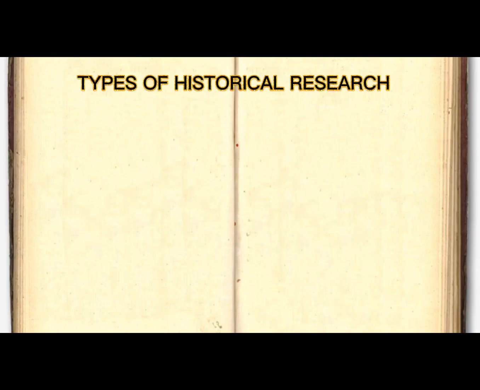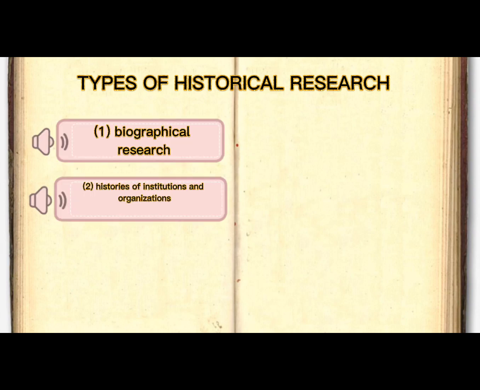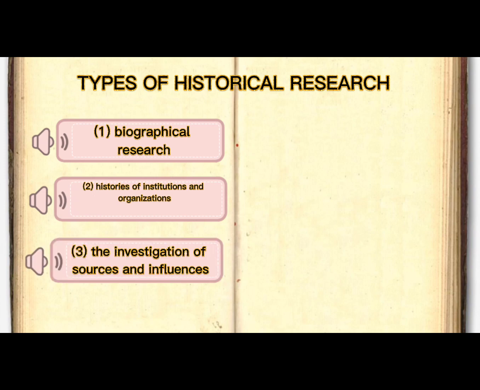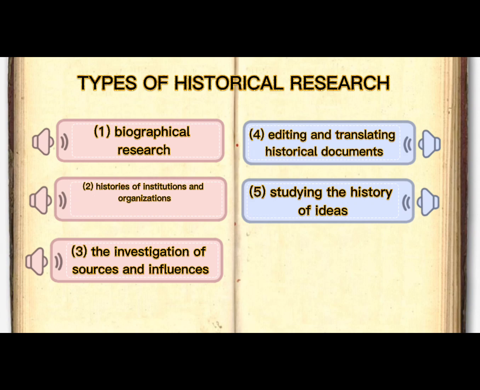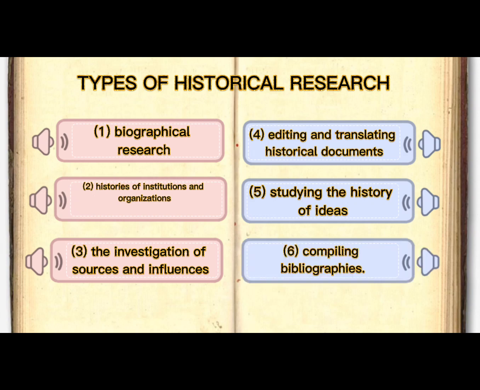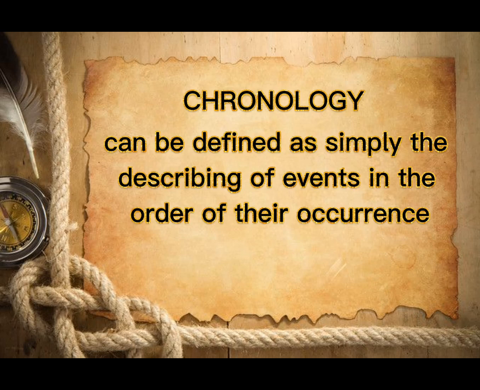Types of historical research. 1. Biographical research. 2. Histories of institutions and organizations. 3. The investigation of sources and influences. 4. Editing and translating historical documents. 5. Studying the history of ideas. 6. Compiling bibliographies. Chronology can be defined as simply the describing of events in the order of their occurrence.